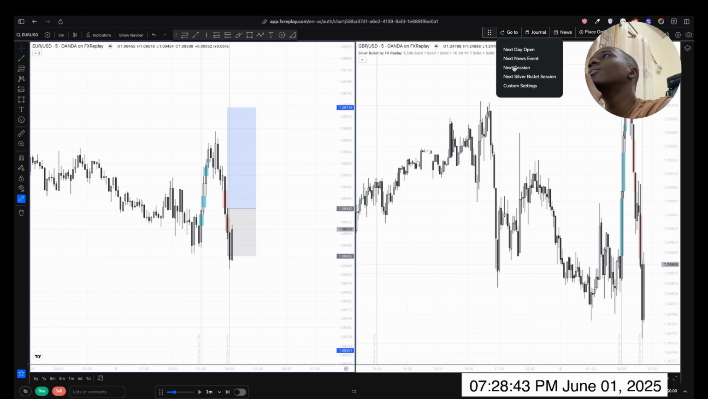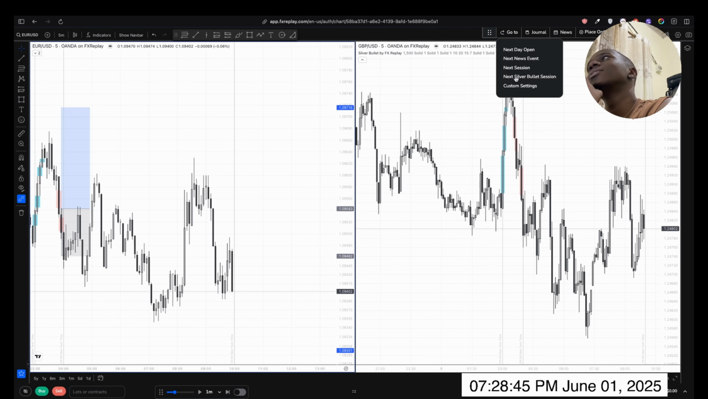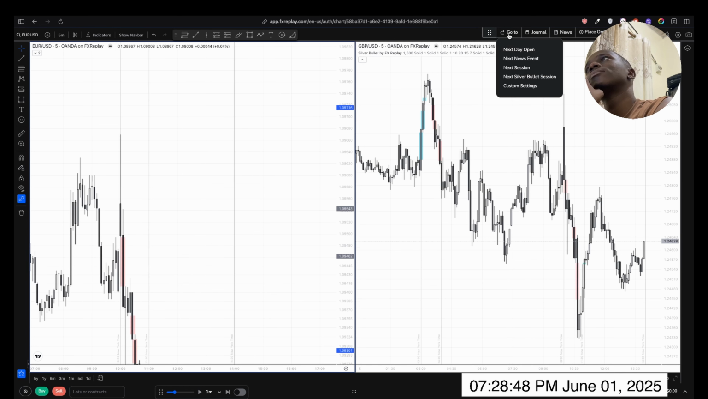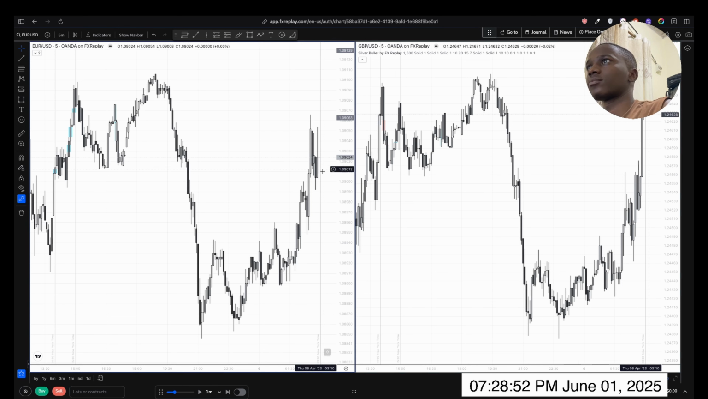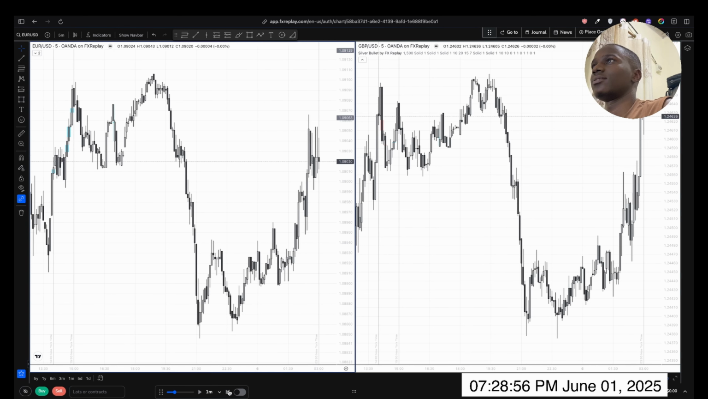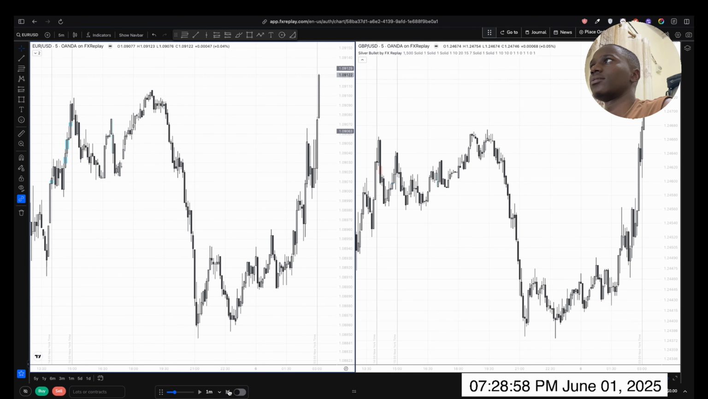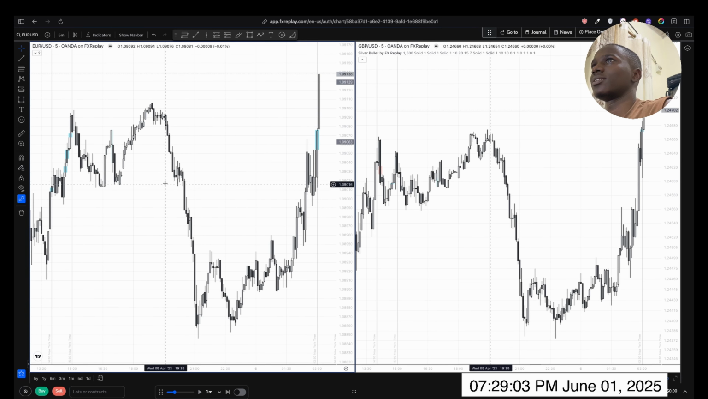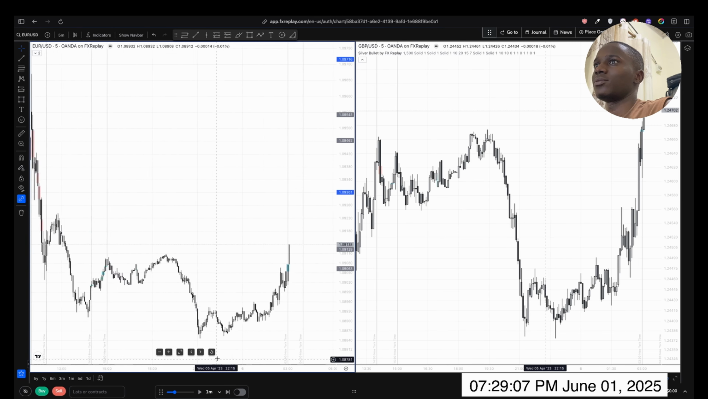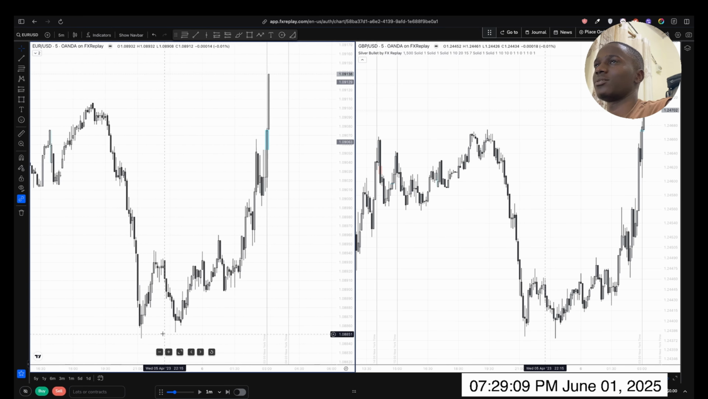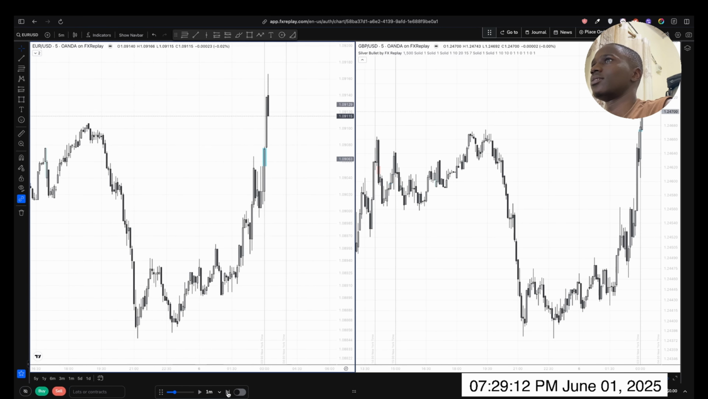Let's go to the next silver bullet session, London silver bullet session. So we're pushing high again and take out the previous high right here, and I think we are about to trade some kind of continuation pattern to the upside if we don't get manipulated.